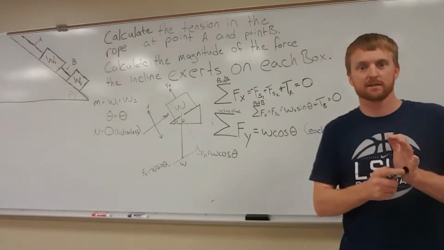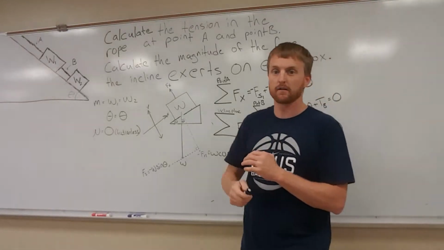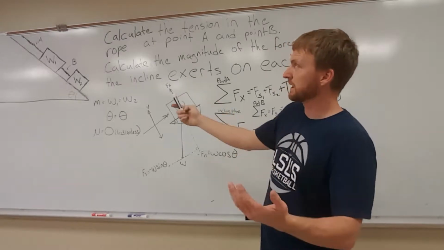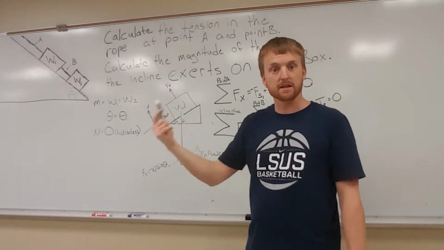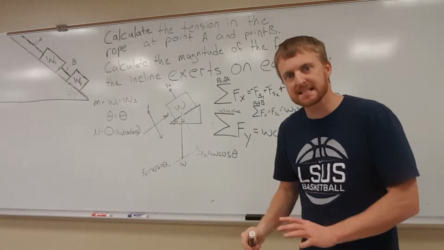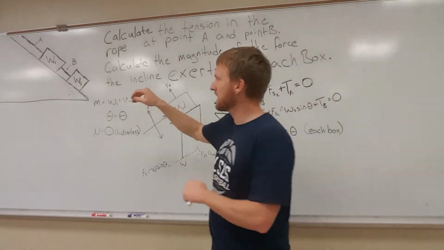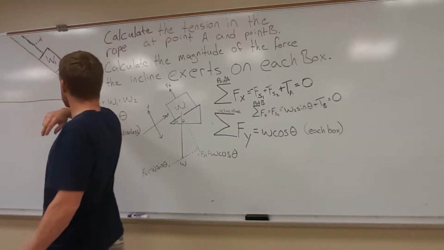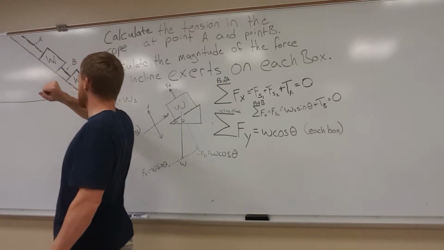Hello and welcome again. Here we have a typical physics problem of a mass on an inclined plane being held up by a rope. What is the tension in the rope? Except this time we added another box with another rope. And what is the tension in the second rope?